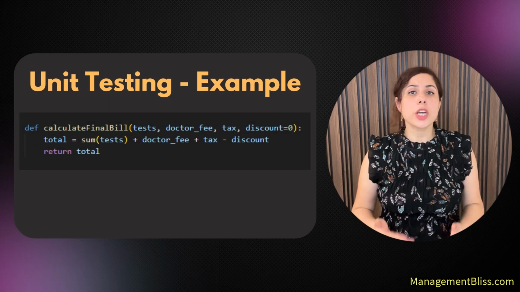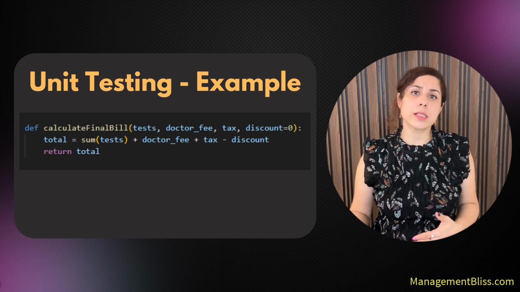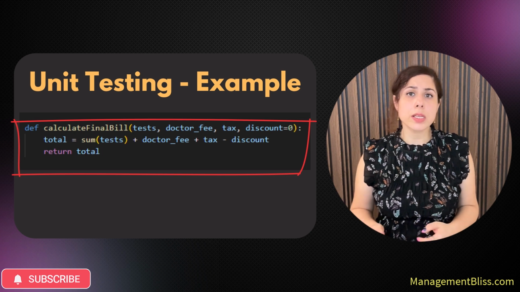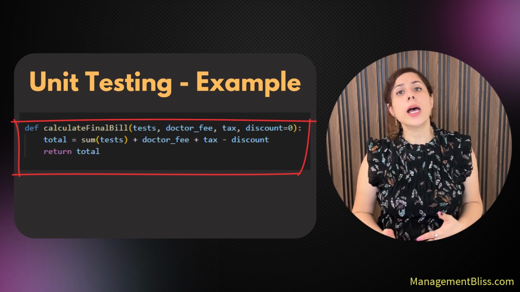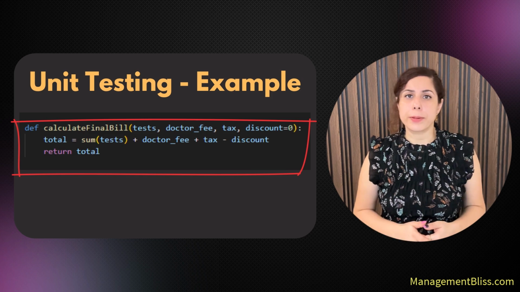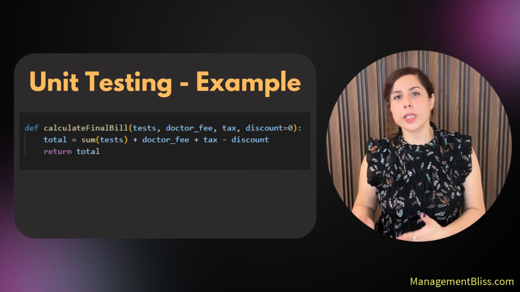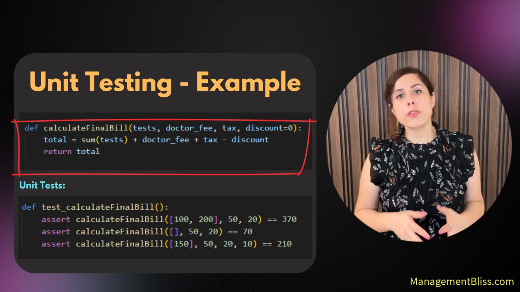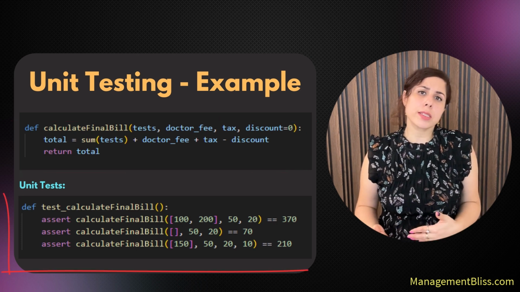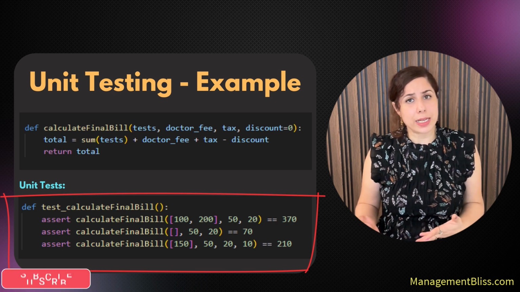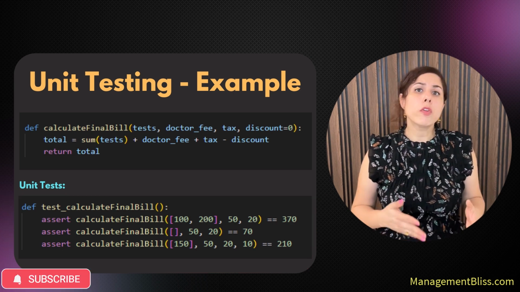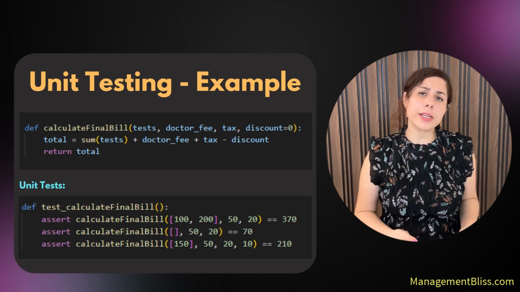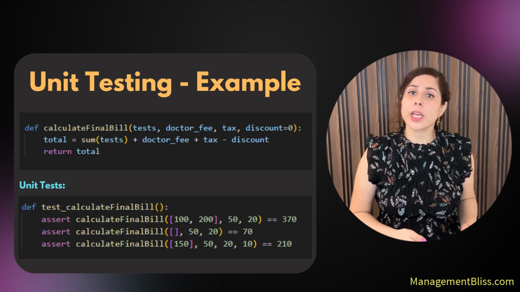Now this is just one function among many others in the billing service. Each function serves a specific purpose, so it's essential to ensure that each one works correctly. This is where unit testing comes into play. For the calculate final bill function, we would write different unit test cases to check if it functions correctly in various scenarios.